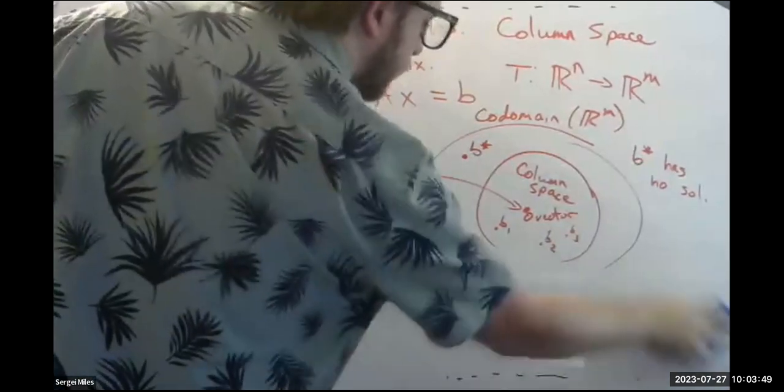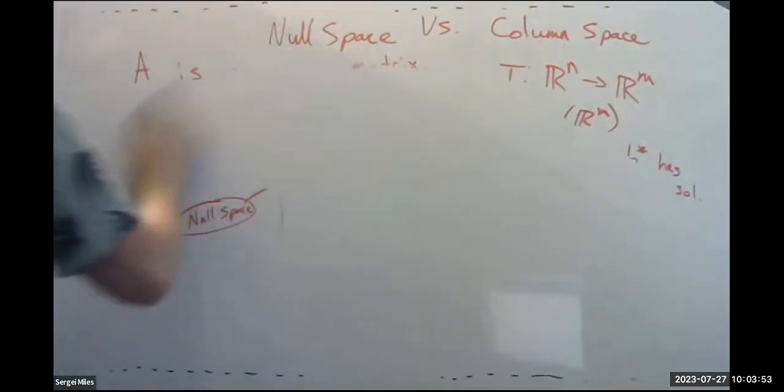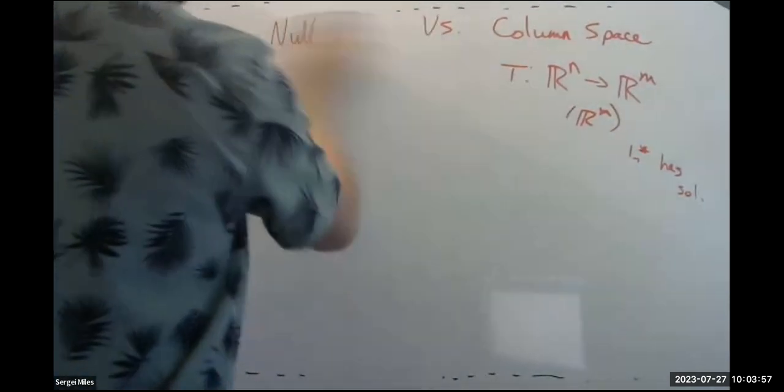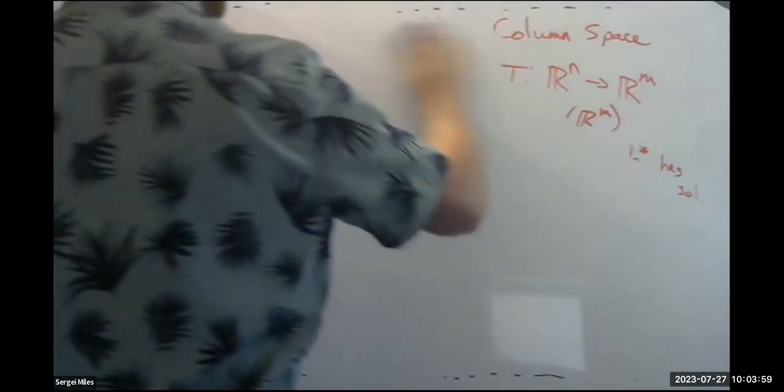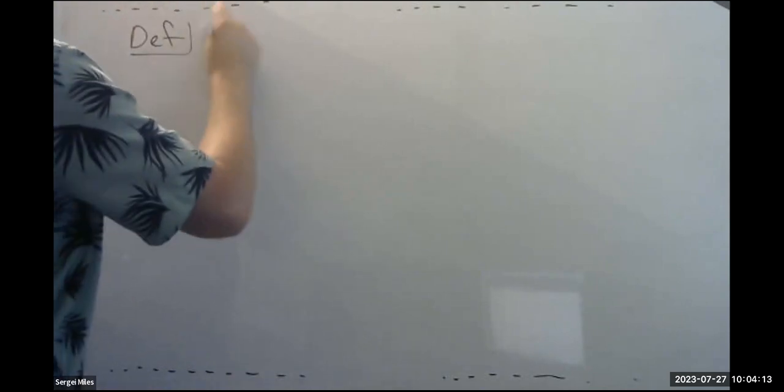So we've talked about a null space. We've talked about a column space. Well, the matrix A, though, not only does it have columns, it also has rows. So if we can talk about a column space, we can also talk about a row space. All right. So again, A does not have to be square.